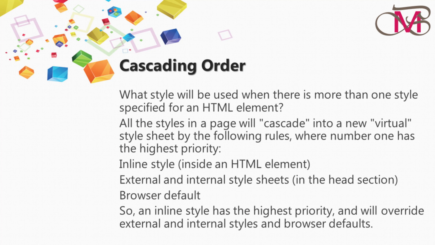What style will be used when there is more than one style specified for an HTML element? All the styles in a page will cascade into a new virtual style sheet by the following rules, where number 1 has the highest priority. Inline style, inside an HTML element. External and internal style sheets, in the head section. Browser default. So, an inline style has the highest priority, and will override external and internal styles, and browser defaults.